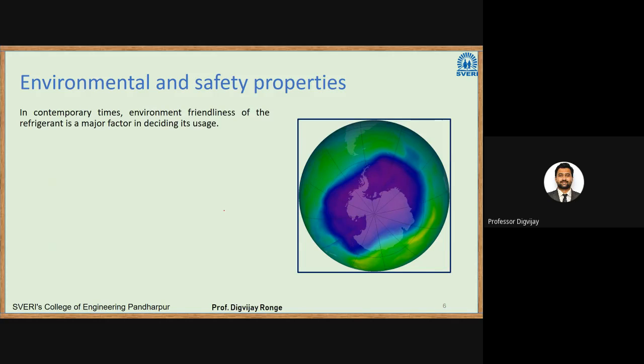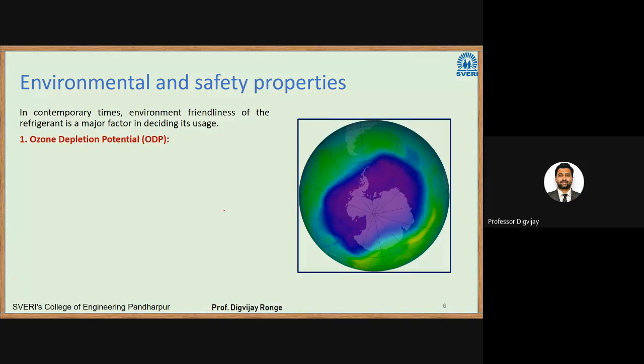In contemporary times, environment friendliness of the refrigerant is a major factor in deciding its use. So you cannot just directly invent any refrigerant which is very suitable for your refrigeration system but which is very harmful for the environment. The first thing we are going to study under environmental is the ozone depletion potential.